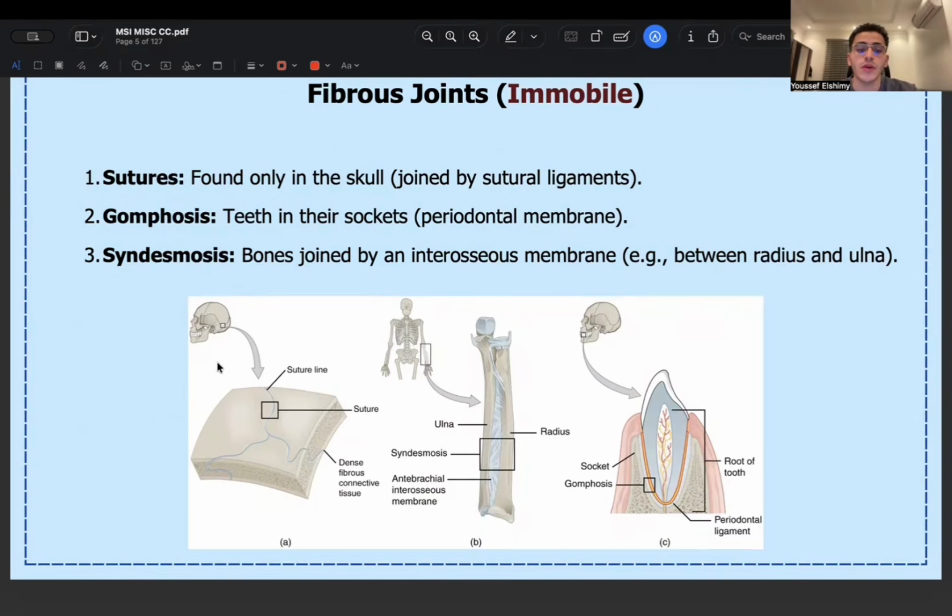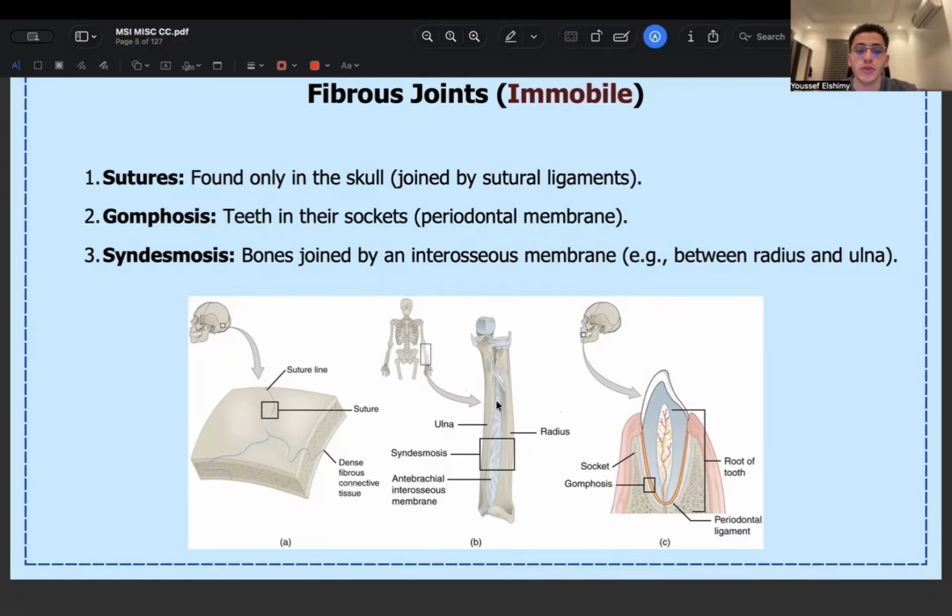Starting with the sutures, and they are found only in the skull. So in the skull, we have different bones, and whenever these bones meet, they form sutures or suture ligaments. These sutures are considered fibrous, immobile joints. And as you can see here, it is basically a dense fibrous connective tissue that joins the bones of the skull. Then we have the gomphoses, which is the joint between the teeth and their sockets. And it is usually called the periodontal membrane, which is the membrane that joins the teeth with the socket. And it is also considered a fibrous immobile joint.